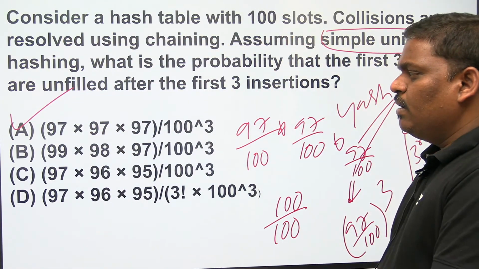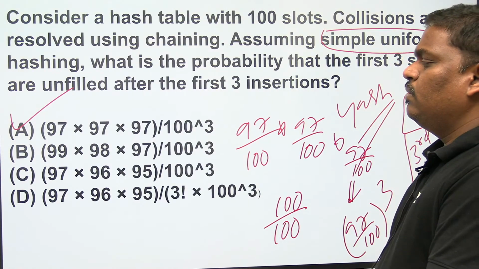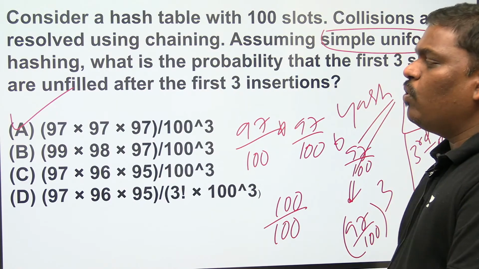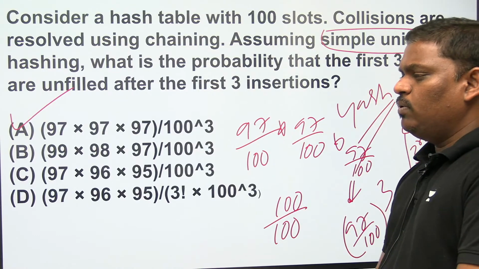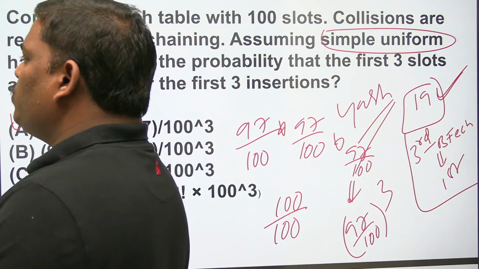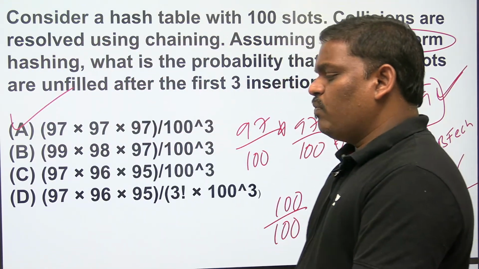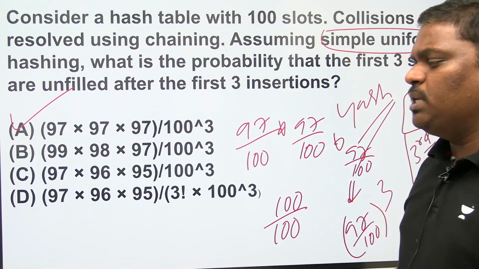Some people are asking, sir, let us assume that the first time it went to the 5th slot. So where will it go the second time? It can go to the 5th slot also. Some people are asking, sir, how can two elements be in one slot? The collision resolution technique is chaining. In the form of a chain you can store. There is no objection.